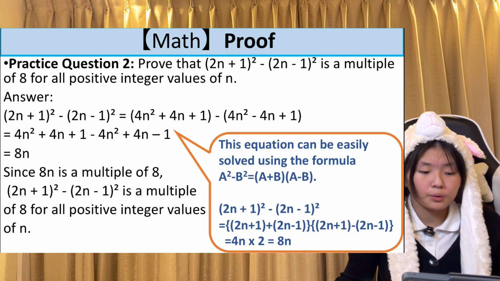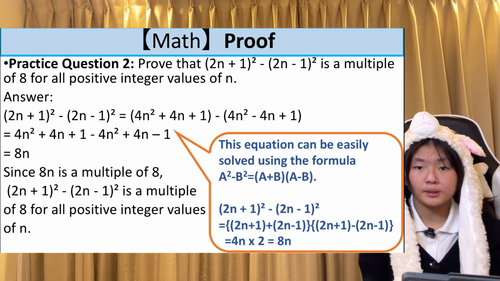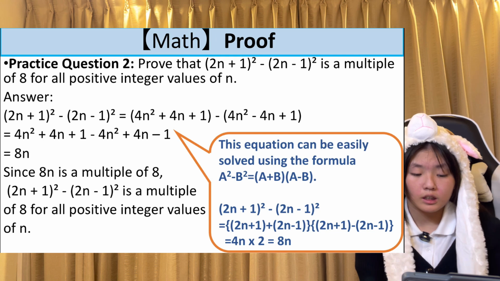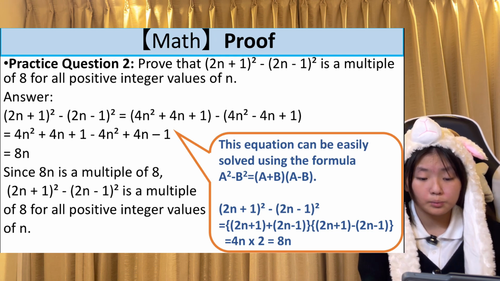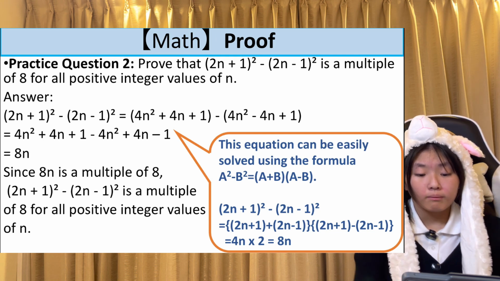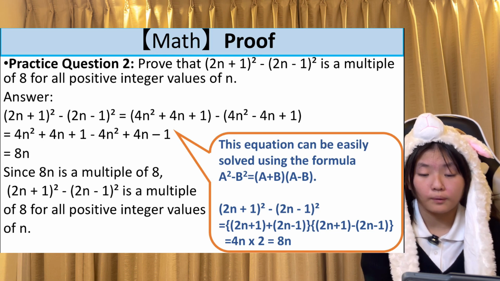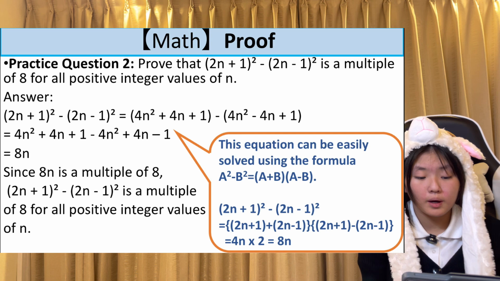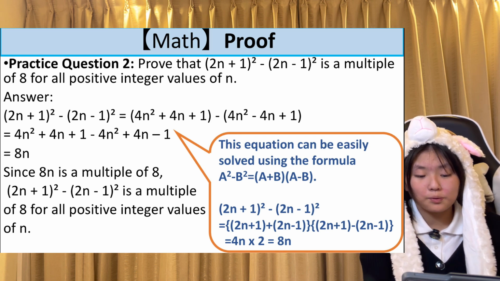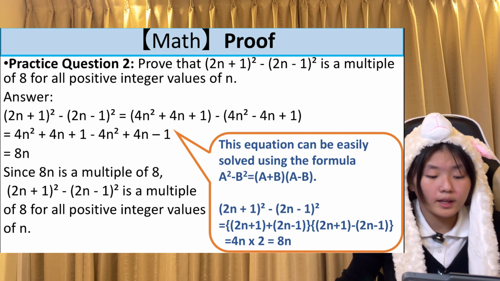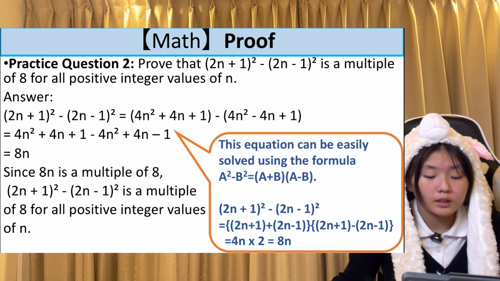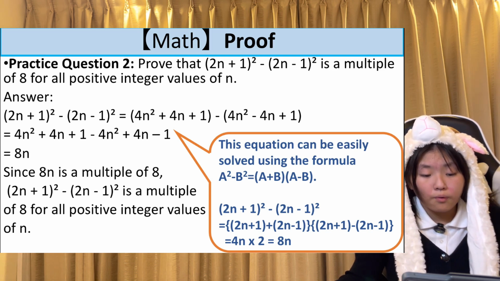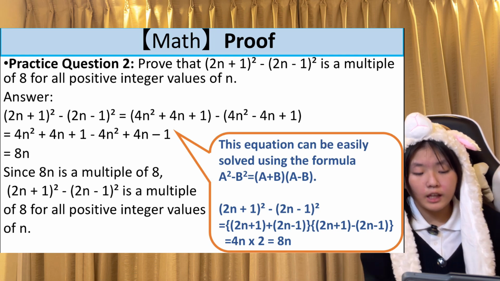The answer to practice question 2 is (2n plus 1) squared minus (2n minus 1) squared equals (4n squared plus 4n plus 1) minus (4n squared minus 4n plus 1), which is 4n squared plus 4n plus 1 minus 4n squared plus 4n minus 1. So the 4n squared cancels itself out. The minus 1 and plus 1 cancel each other out. So we are left with 4n and 4n, which added together is 8n.